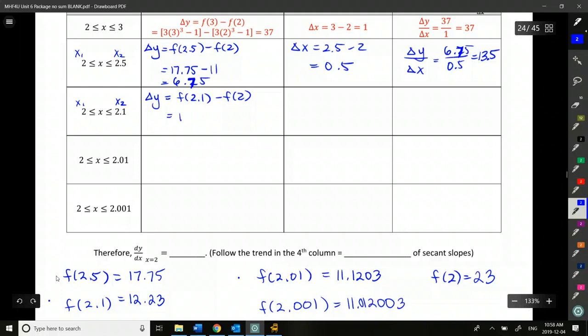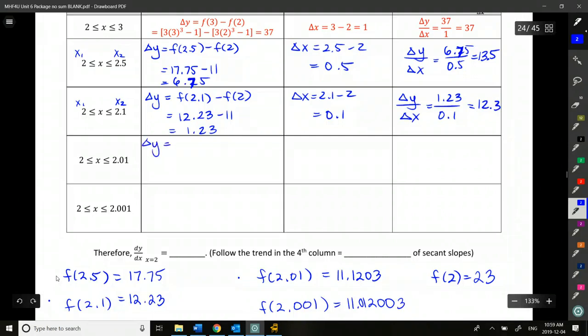Okay, change in x's over change in y's here. That gives us 1.23. And the change in x's will give us 2.1 minus 2, which will give us 0.1. So when we do delta y over delta x, I'm just going to divide what I did in the first column by the second column, and we'll get 12.3.